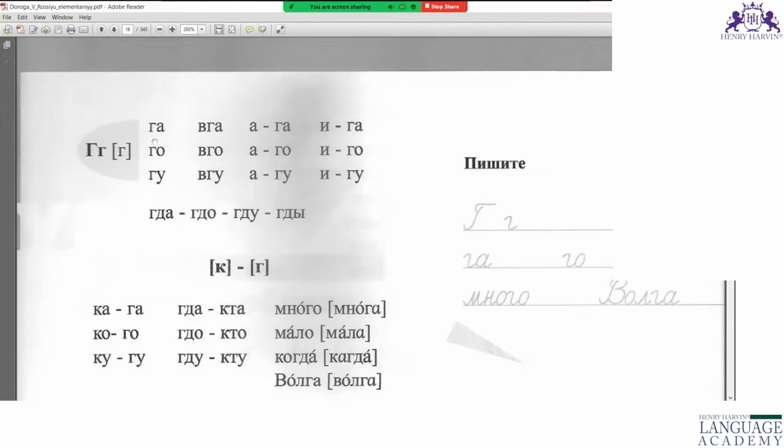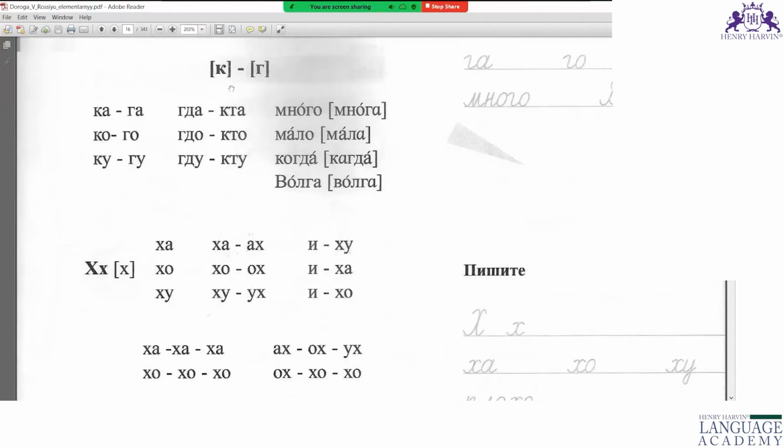Next we have letter G. Ga, go, gu. Okay, gda, gdo, gdu, gdi. So these are just sounds. Let's get to the words. And remember last lesson I told you about dull sounds and bright sounds. So here is a pair, like we had b, p, v, f last time. Here we have k, g. K is dull, g is bright. Okay, k, g, k, g. Кага, ко, го, ку, гу, гда, кта, гдо, кто, гду, кту.